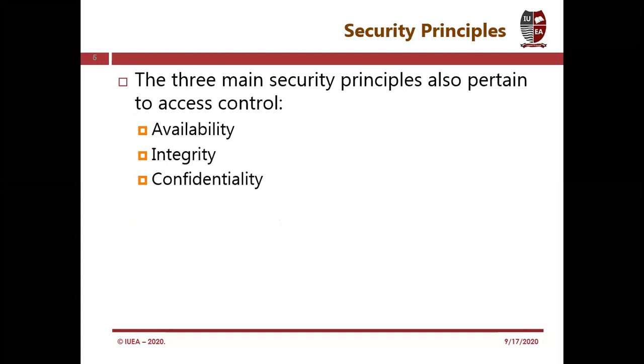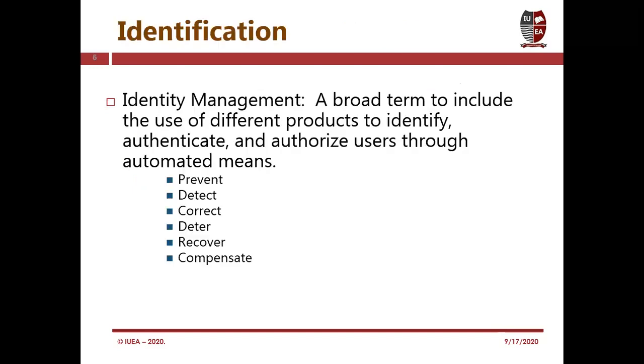Then we have 3 main security principles when you're looking at access control. We did this in cybersecurity. We have availability, integrity, and confidentiality. These are the 3 main security principles that we have. In short, you can even call them CIA, that detective firm in America. The CIA, it is confidentiality, integrity, and availability.